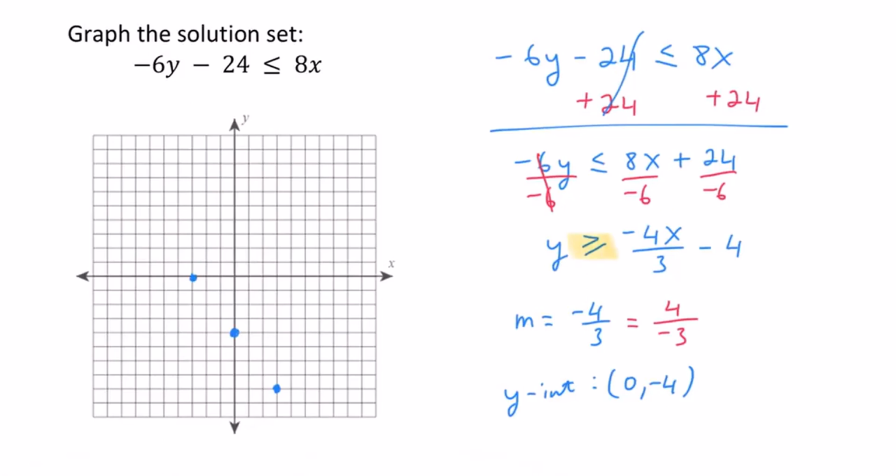The inequality here is greater than or equal to. There's an equal sign here. So we have a solid line. We have y is greater than or equal to. So y here is negative 4, and greater than negative 4 is above. So here we want this side.